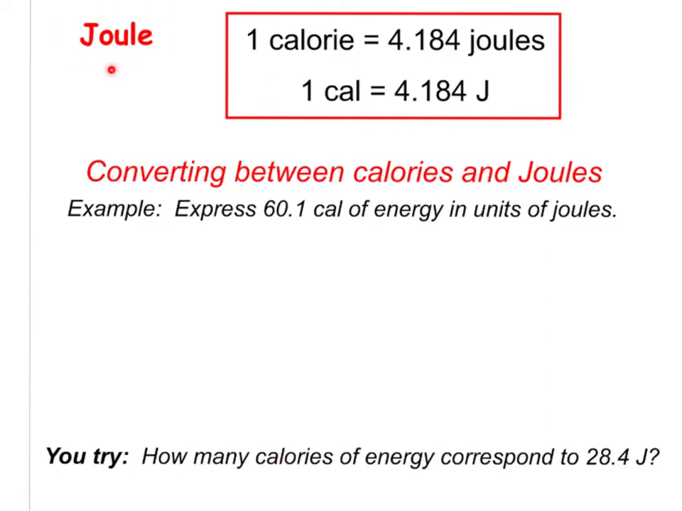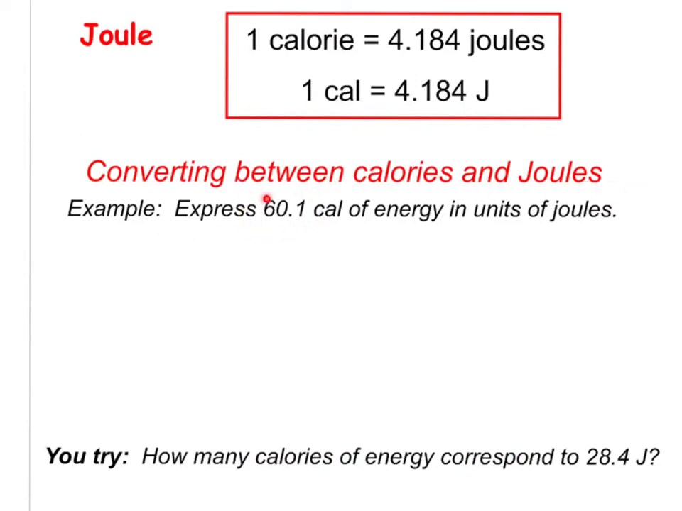What's a joule? You've heard of joules. They're another unit of measuring energy. And the definition of 1 calorie would be 4.184 joules. We often abbreviate calories as lowercase cal, and joules can be abbreviated by a capital J. So let's try a little conversion, and you should know how to do this from all of our calculating before. We are going to convert between calories and joules.